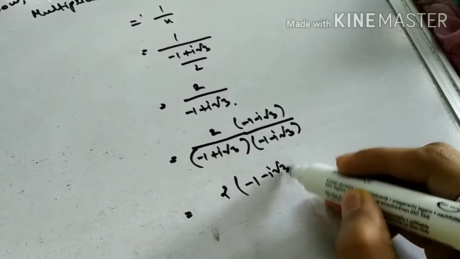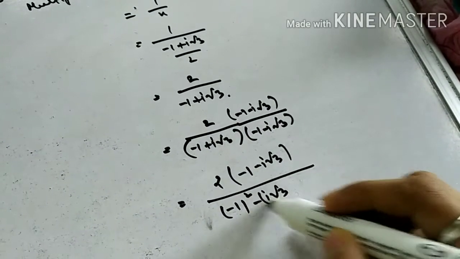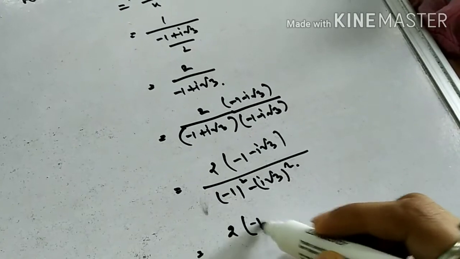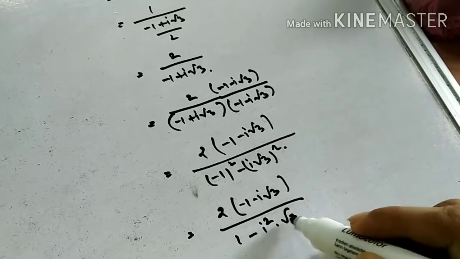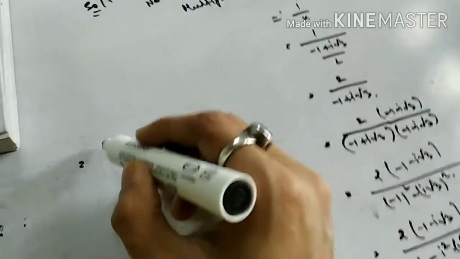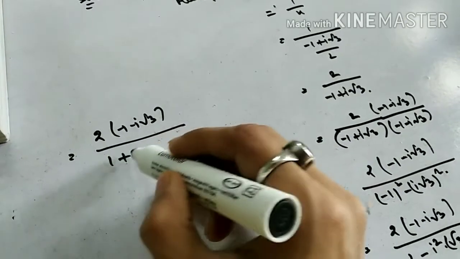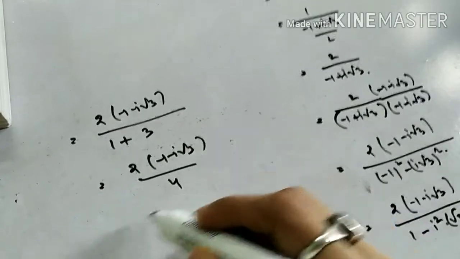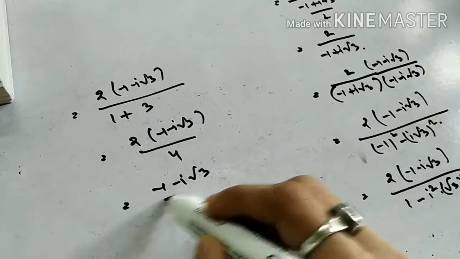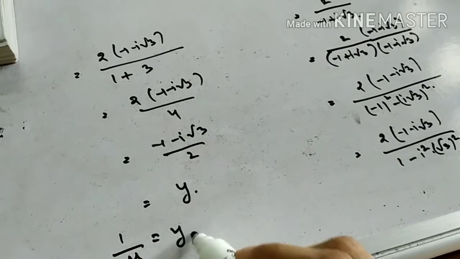Minus 1 minus i root 3 by, this becomes minus 1 the whole square minus i root 3 the whole square. So 2 into minus 1 minus i root 3, 1 minus i square dot root 3 the whole square. So this becomes 2 into minus 1 minus i root 3 by 1 plus 3. So 2 into minus 1 minus i root 3 by 4, minus 1 minus i root 3 by 2, which is equal to y. So therefore I can say that 1 by x is equal to y.